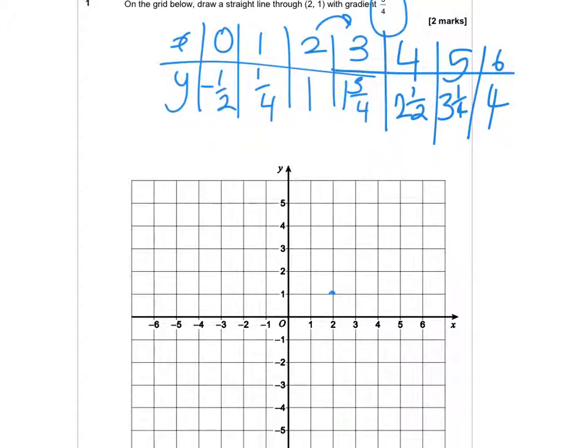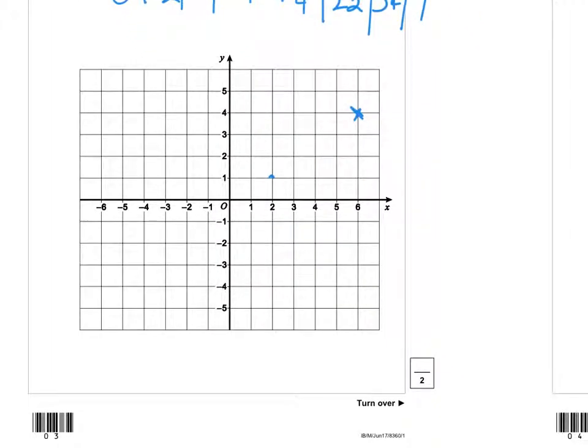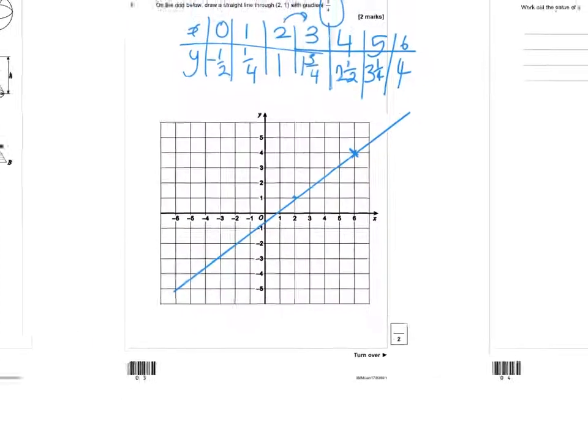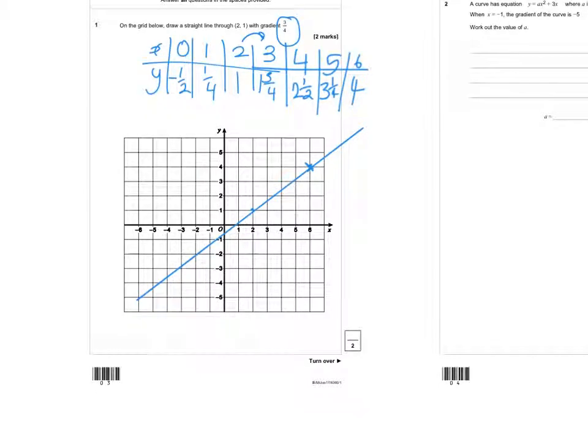Okay, so let's plot this point. I've got (6, 4) there, and I can now use a ruler to join these points up. And that's my line there. That's got my gradient and goes through the correct point, and that's both marks.